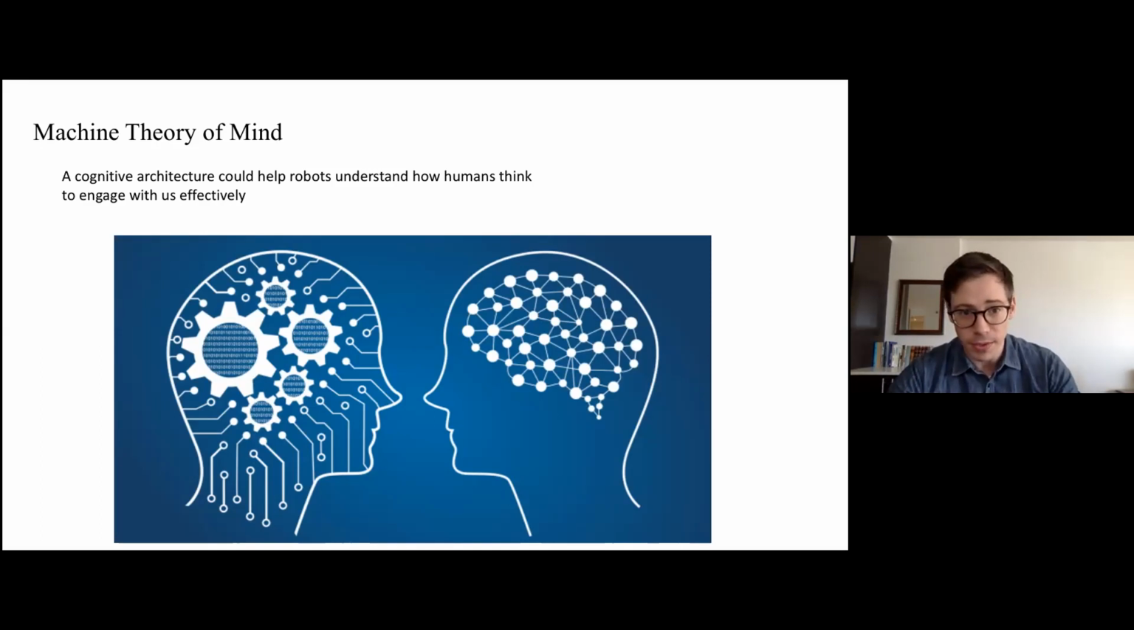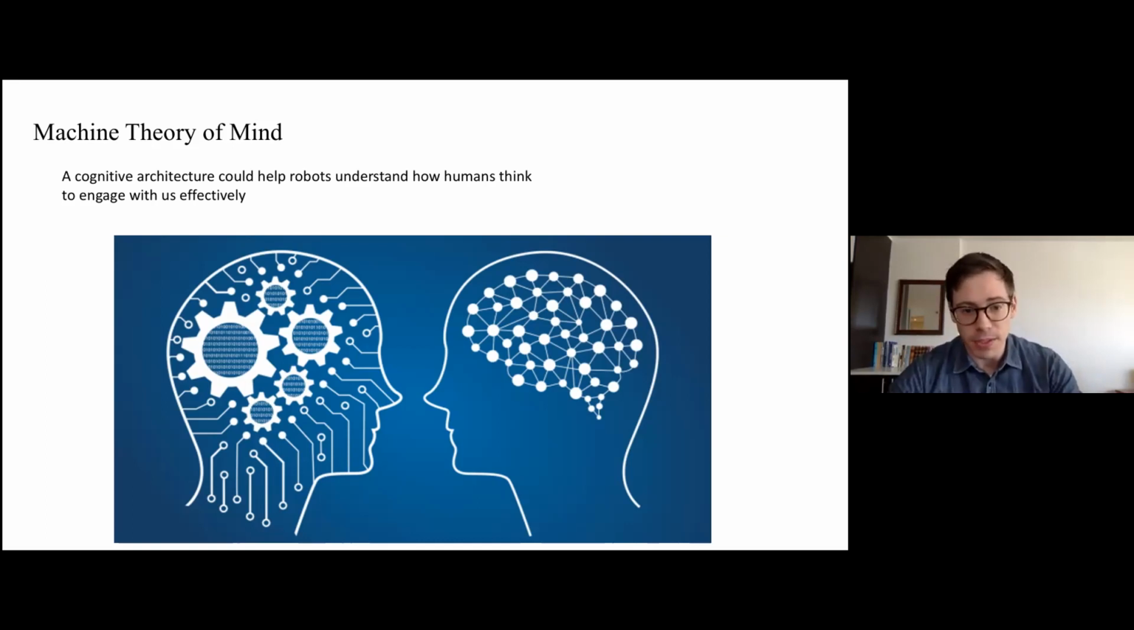So by creating a theory of mind of machine, putting this cognitive model into a cognitive architecture, into robots, into machine helpers, it can then help robots understand how we think, so it can engage with us more effectively and more empathetically, if I can use that term.